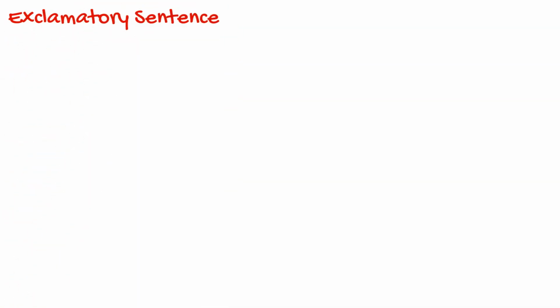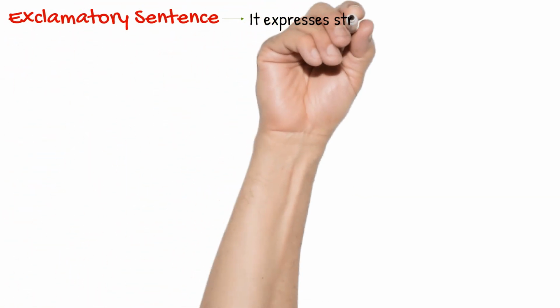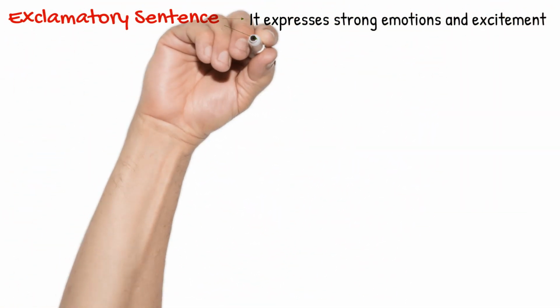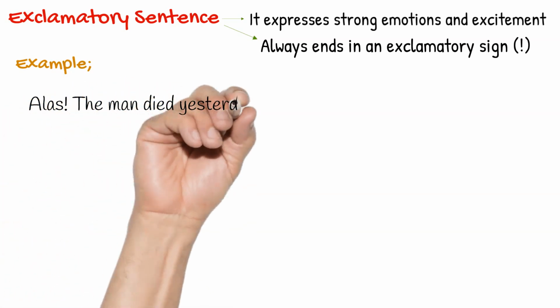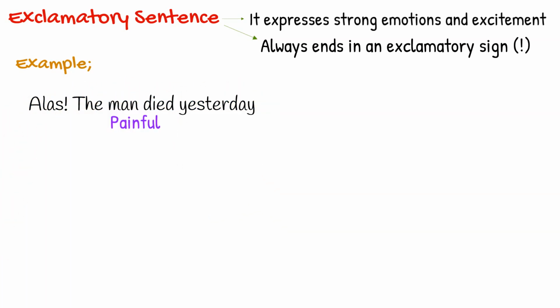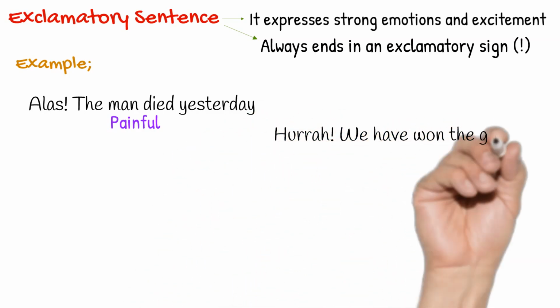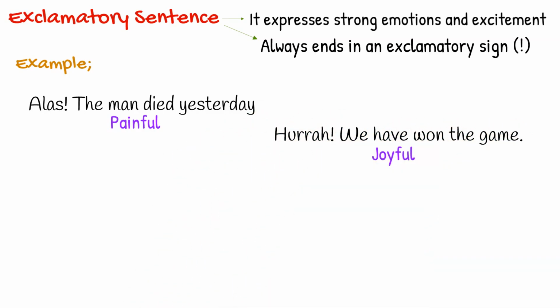What is an exclamatory sentence? It expresses strong emotions and excitement and always ends in an exclamatory sign. Let's understand with the help of some examples. Alas, the man died yesterday. Here, the speaker expresses the sudden emotion that the man died, and this information is very painful for him. Hurrah! We have won the game. In this sentence, the speaker expresses his sudden joyful emotion.